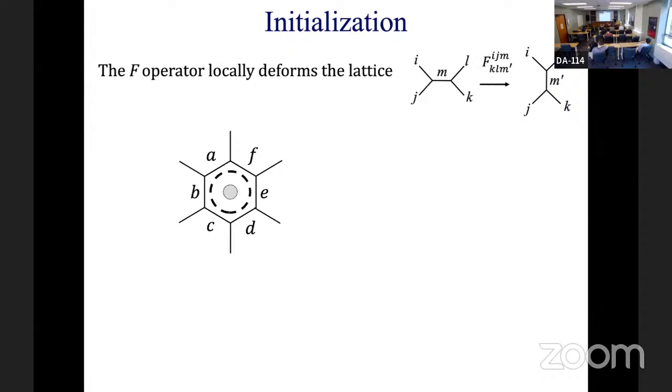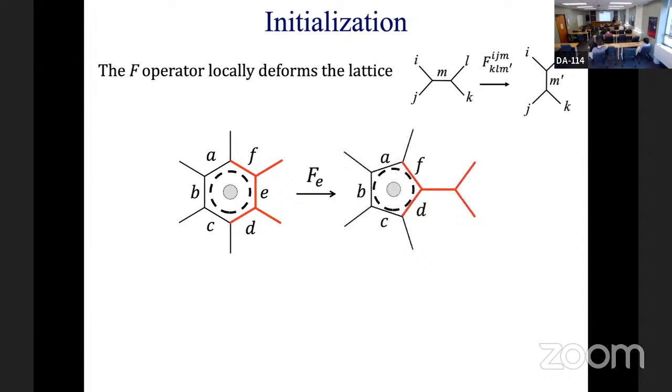So let's just see what happens if you apply this to one qubit. So this is just one plaquette. I have a plaquette with six states, and let's say I identify these five edges and apply an F matrix here, and I end up with this shape. Instead of a hexagon, I have a pentagon.